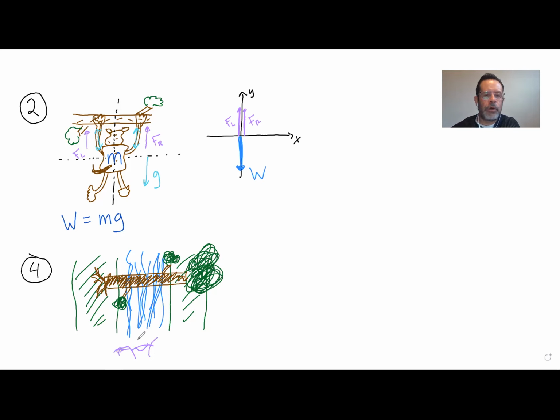So I'm going to be looking at the tree this way. I'm going to be looking at it from a sideways view to do the free body diagram. Let's look at how the free body diagram for this situation would look. Can somebody tell me what forces are interacting here?